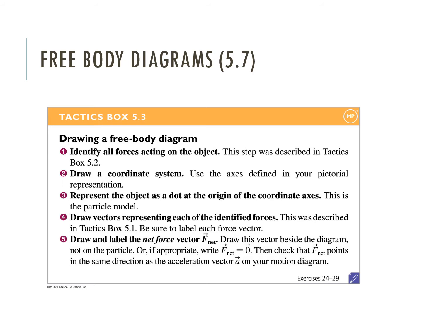2, draw a coordinate system. This is going to be extremely important for forces. This is more important for forces than it was for kinematics and for any other topic we're going to be talking about in this class. You must draw a coordinate system for every question you do associated with a free body diagram. If you do not draw a coordinate system, you will automatically lose points.